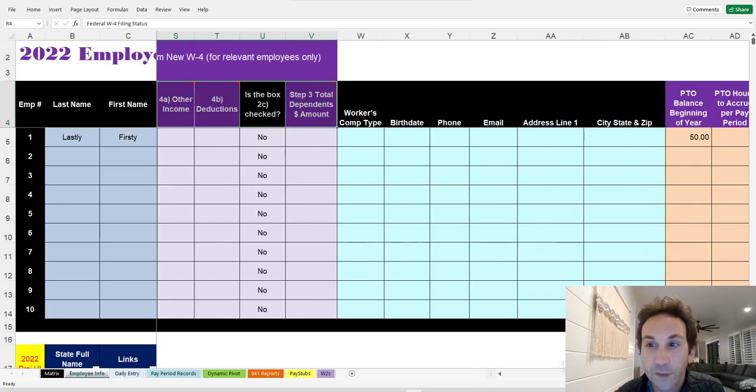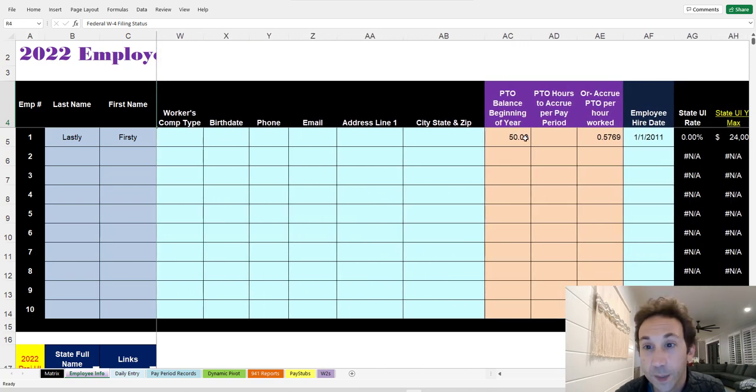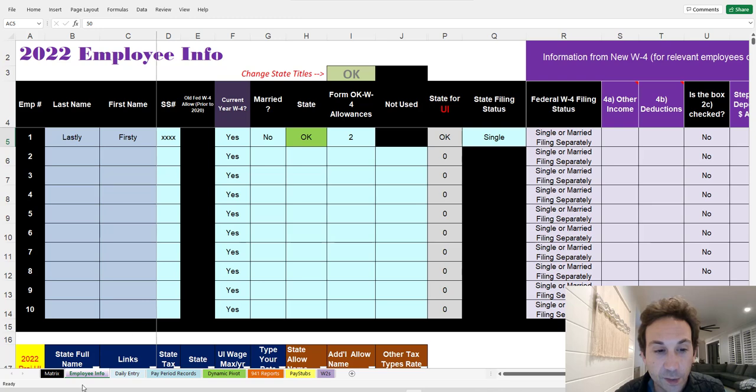And in this version, I've also added information about accruing for PTO hours. If you accrue PTO hours per pay period or per hour, you can put that amount here, and any beginning balance of paid time off or leave that your employee might have, you can put that there as well. And I'll show you how to use that going forward.